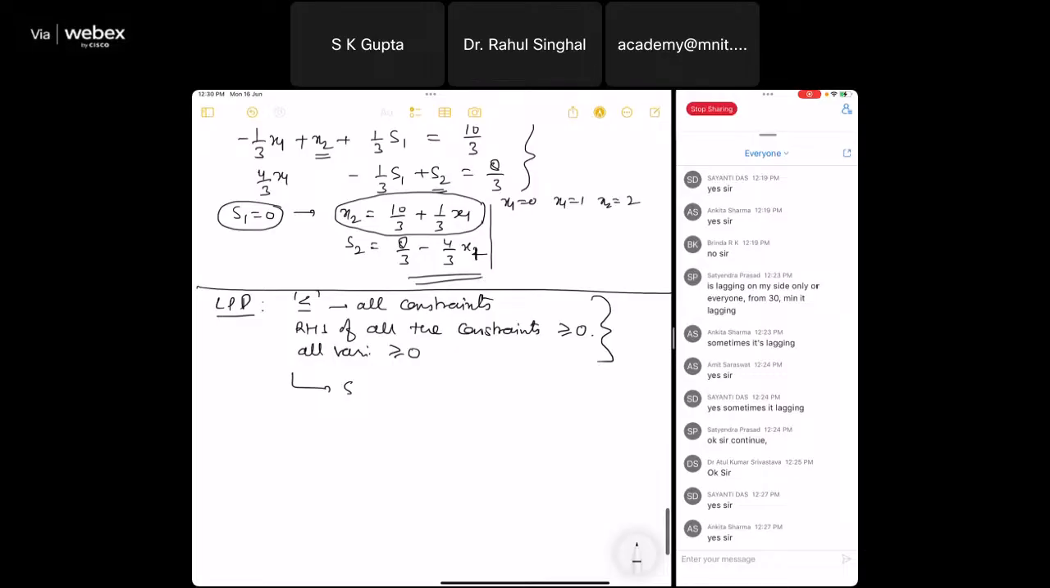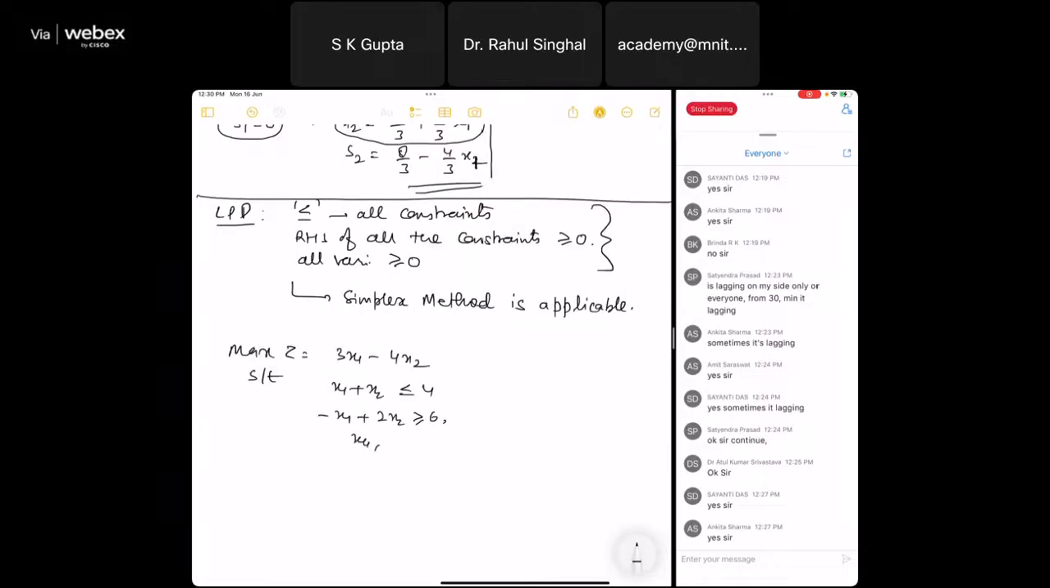Just take one simple example: x1 plus x2 less than or equal to 4, minus x1 plus 2x2 greater than or equal to 6, and x1, x2 non-negative. Now for this problem, the simplex method is not applicable because this inequality is of greater than or equal to type and the right hand side is positive. If it were minus 6 instead of 6, we could multiply both sides by minus 1, and the right hand side becomes non-negative and all constraints are less than or equal to type. So the simplex method would be applicable, but not in this case, right?